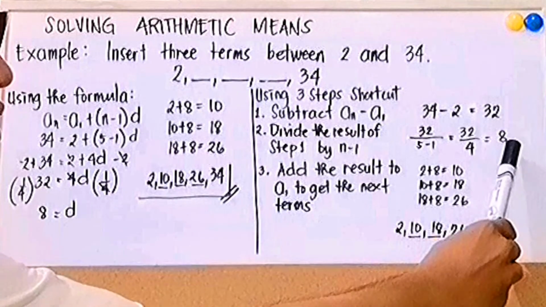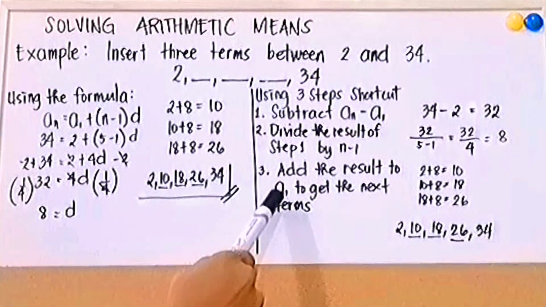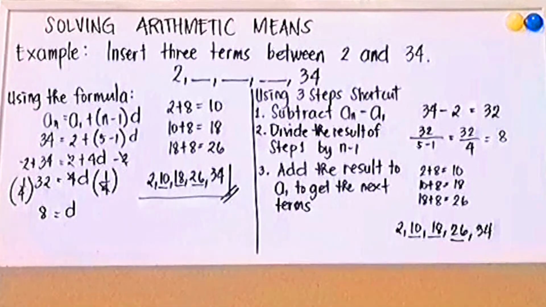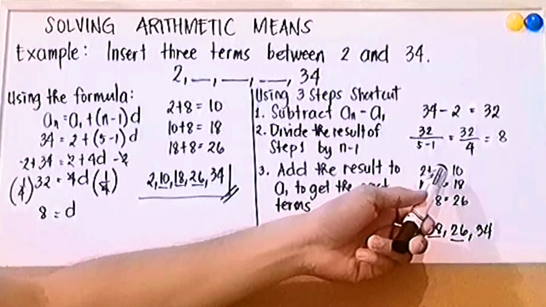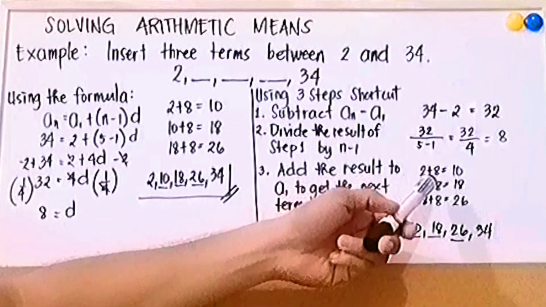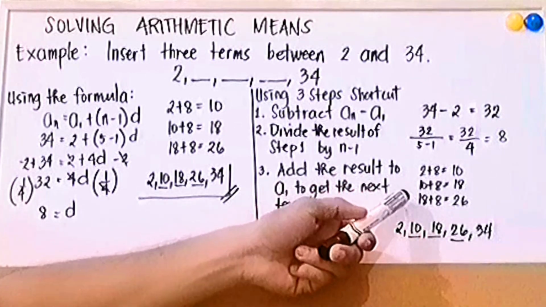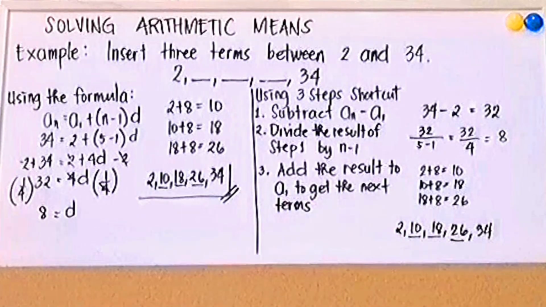So, we proceed to step 3. And that is, add the result to A1 to get the next terms. The first term is 2. So, we add 8. And that is 10. While the next one will be 10 plus 8 is 18. And 18 plus 8 is 26. So, the three terms between 2 and 34 are 10, 18, and 26.